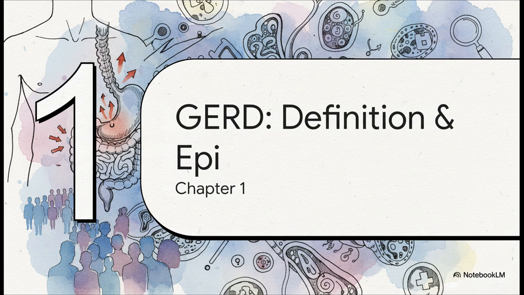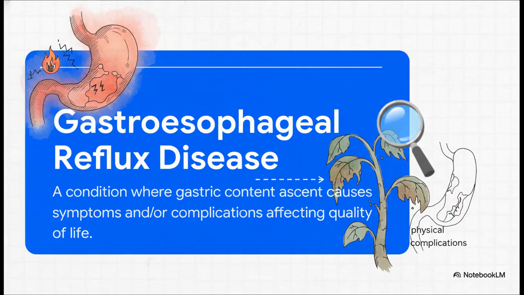Because before we can even think about treating GERD, we have to have a super precise definition and really understand the landscape of who is most at risk. Now, what's really important about the official definition here is what it emphasizes. Notice it's not just about reflux happening. The absolute key is the impact. The reflux has to cause symptoms that are troublesome or lead to actual physical complications that mess with a patient's quality of life. That's the line in the sand that separates normal physiological reflux from the disease we call GERD.